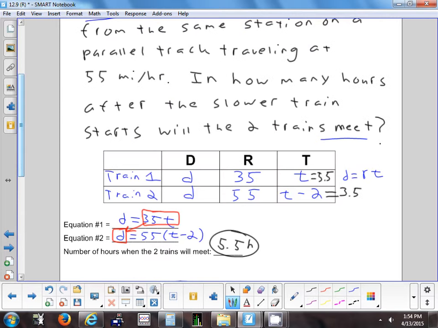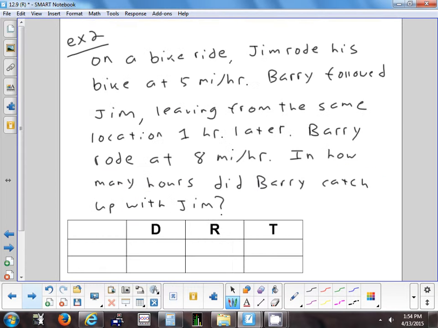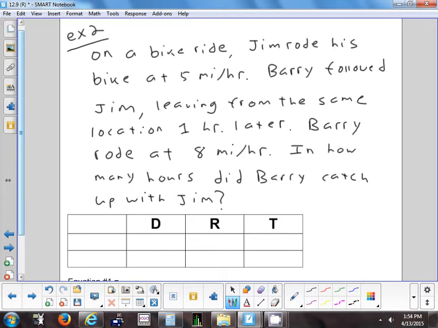Okay. So let's try another one. You guys get this one on your sheet too? Okay, let's just read through it. On a bike ride, Jim rode his bike at 5 miles an hour. Barry followed him, leaving from the same spot an hour later. This is feeling a lot like the last one. Somebody else is going to leave later, travel faster, and catch up. They're going to meet. So this is the same type.